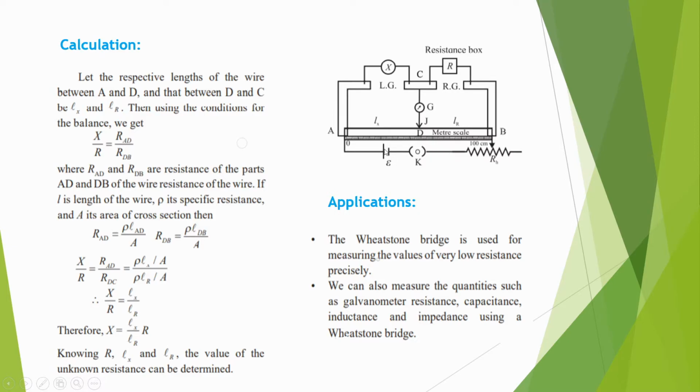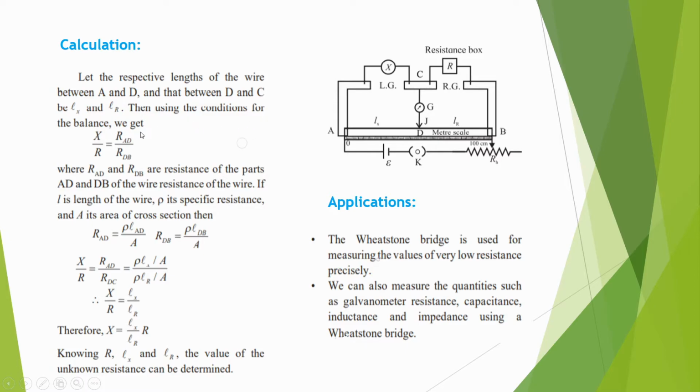Okay, so in that case that is the B, because this point can be shown as C, this point shown as D, that is AB. So actually AD, that is the length LX, and DB, that is the LR. That means LX is across the unknown resistance X, and LR is across the resistance R. Then using the condition for the balance.